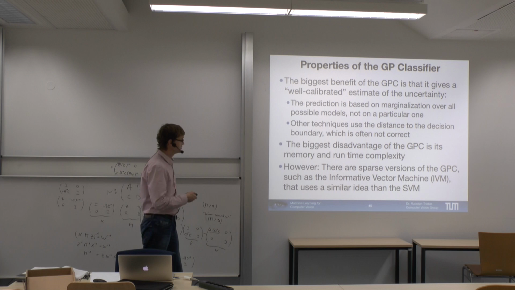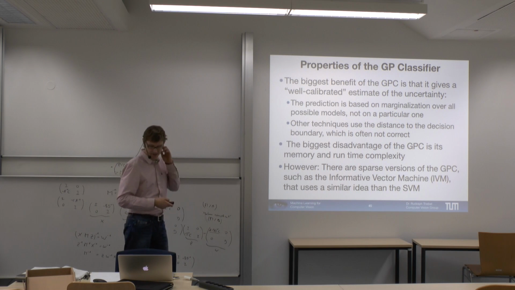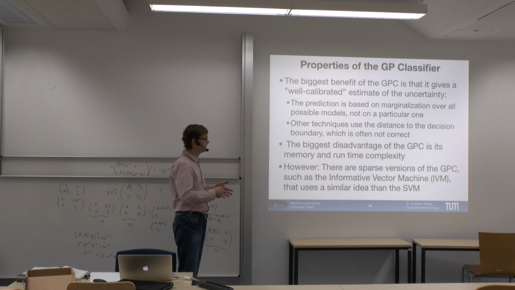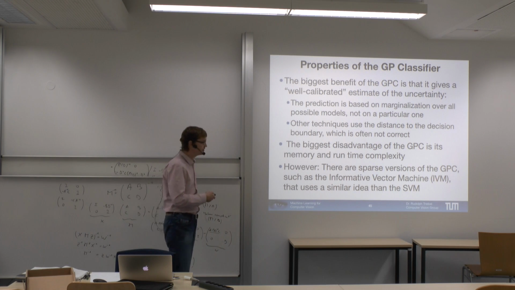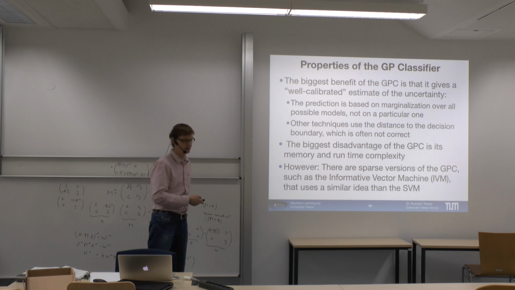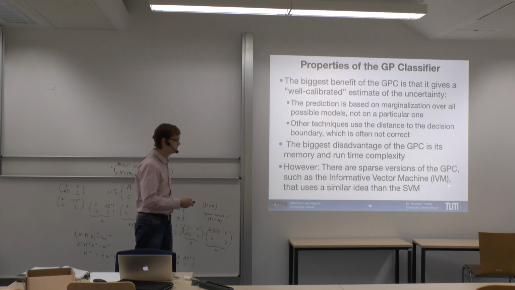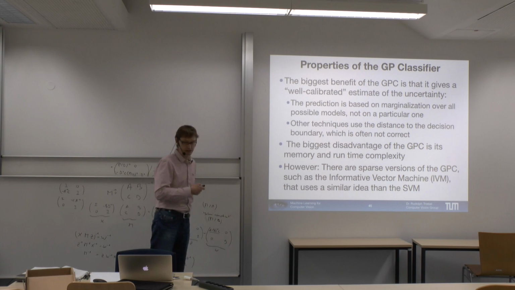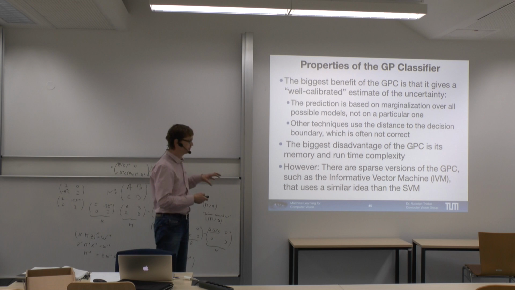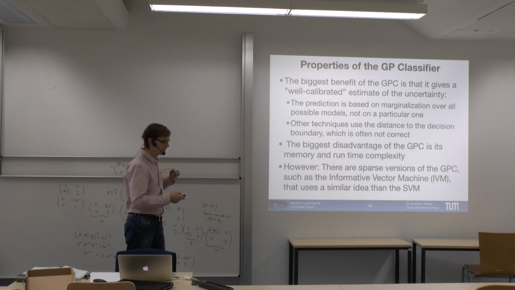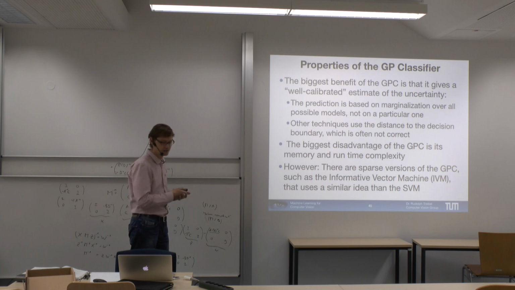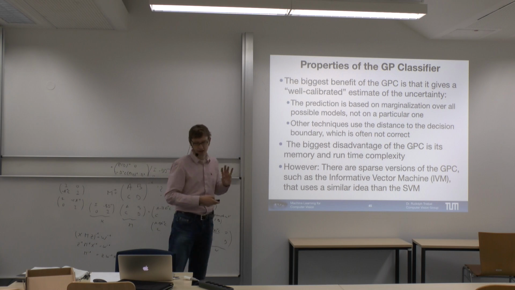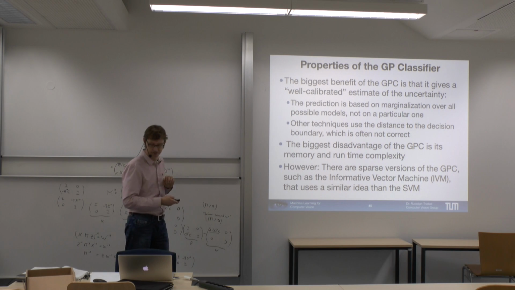However, the biggest disadvantage of the GP is that it's very inefficient, right? Even for a few data points, it requires a lot of memory and a lot of time. But there are techniques that can deal with that. There's a sparse version of the GP, which I'm not talking about. The idea of the IVM, the informative vector machine, is the same as for the SVM: instead of using all the training data points, you just use a subset of them, which are very informative. It happens that these data points are very close to the border, which you can interpret as kind of support vectors. This is just a note that there are efficient versions of the GP.